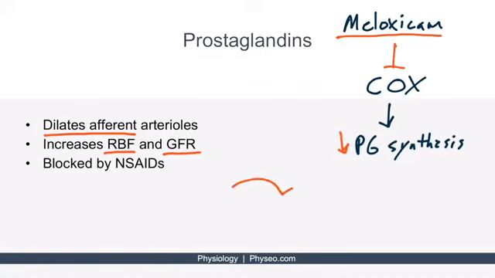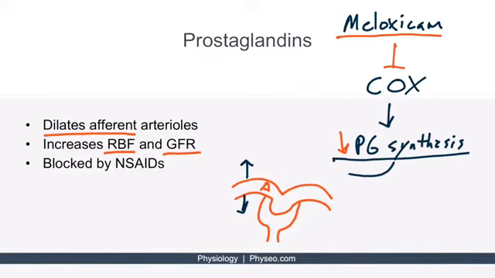So let's draw a quick glomerulus with an afferent arteriole, the Bowman space leading to the rest of the nephron. Recall that prostaglandins normally dilate the afferent arteriole. So decreased prostaglandin synthesis would result in a relative vasoconstriction of the afferent arteriole. So this would lead to decreased GFR.